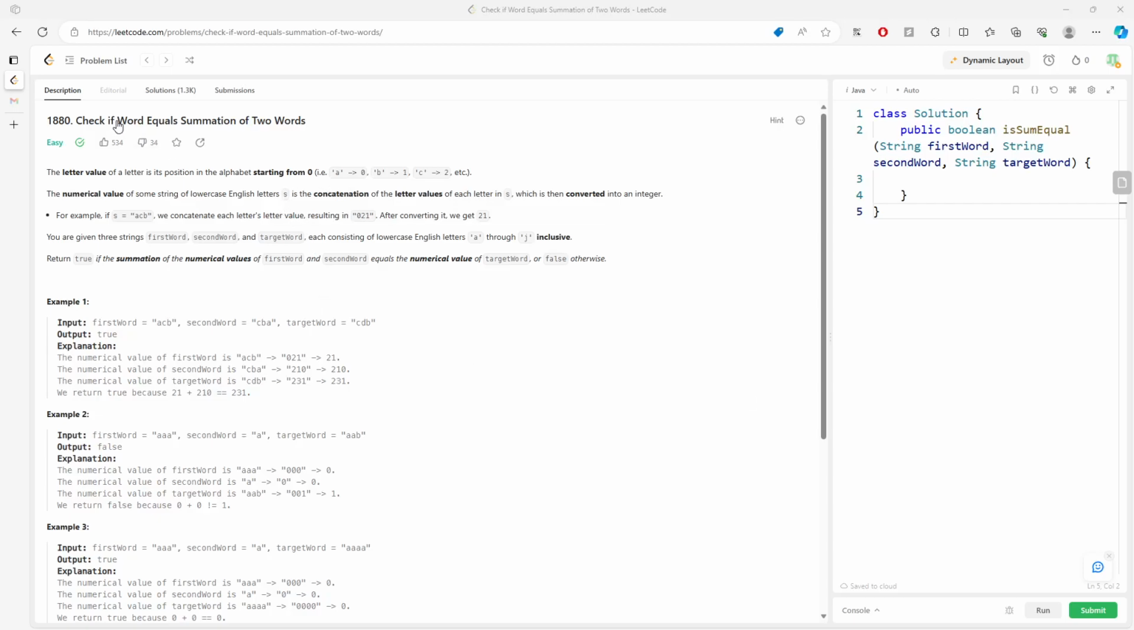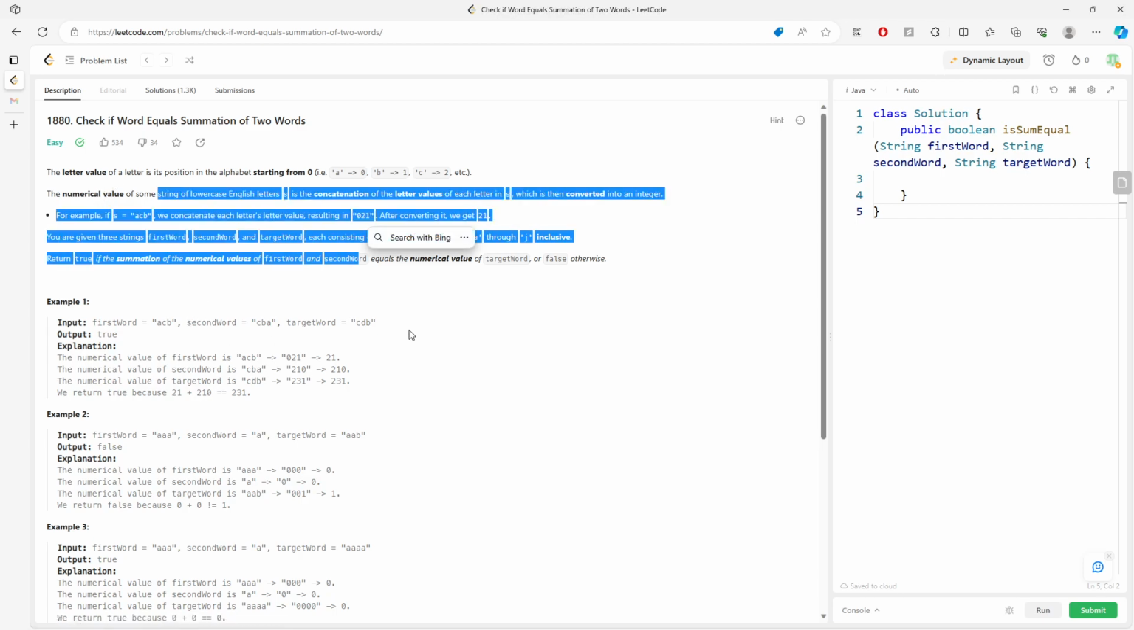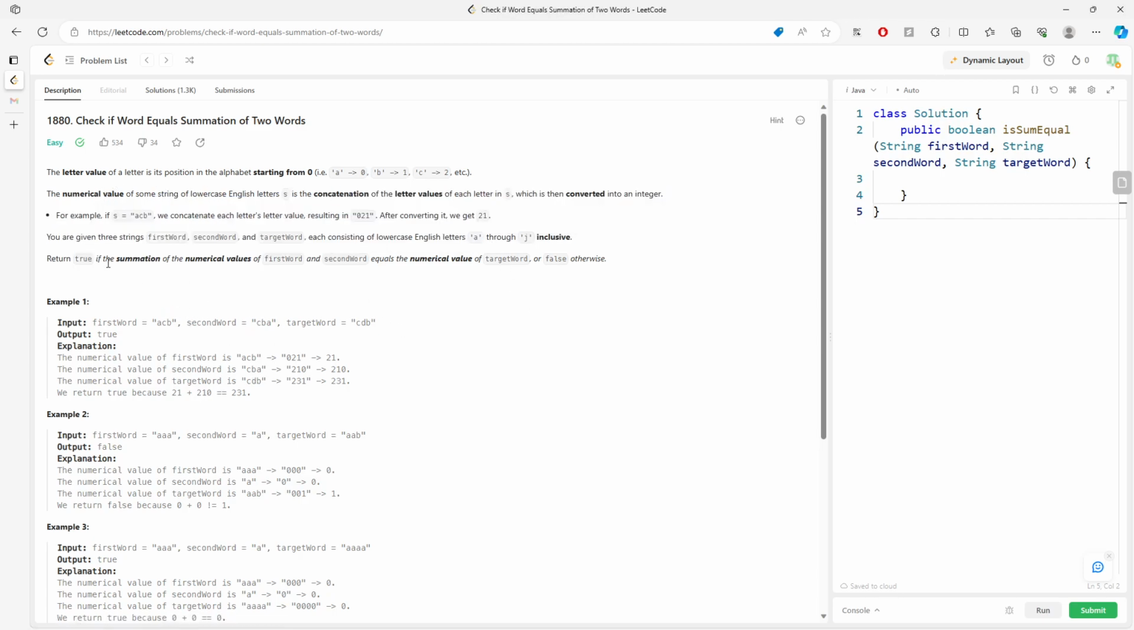Alright, so this question is Check If Word Equals Summation of Two Words. This is the concept: you want to return true if the summation of the numeric values of the first word and the second word is equal to the target. The first word is ACB and the second word is CBA.